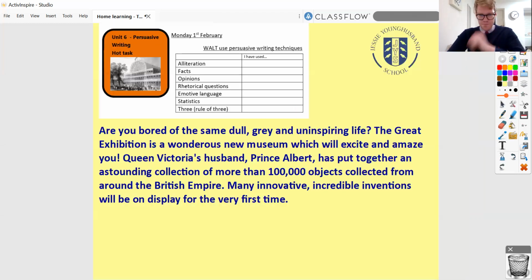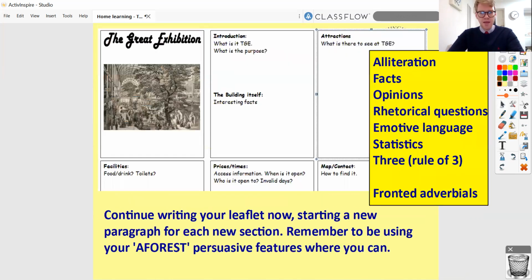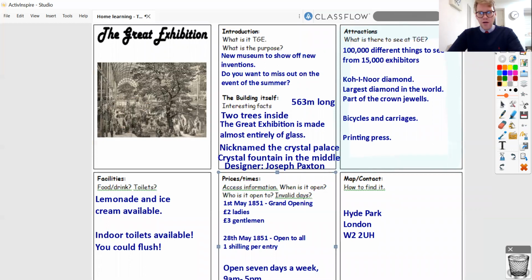So obviously, yesterday we wrote these. I'm sure you've already got your paragraphs here. You've got your introduction and then your paragraph all about the building as well. And like I said, today we're going to be pressing on and getting our next couple of sections done. So my first paragraph I'm going to write today then is about the attractions. I want to write about what inventions there are on show.